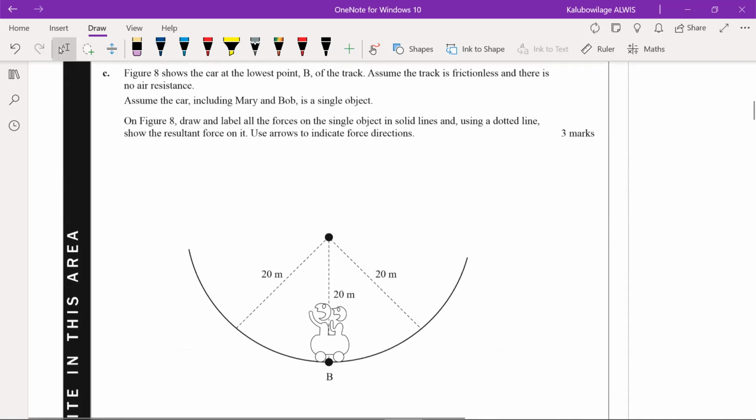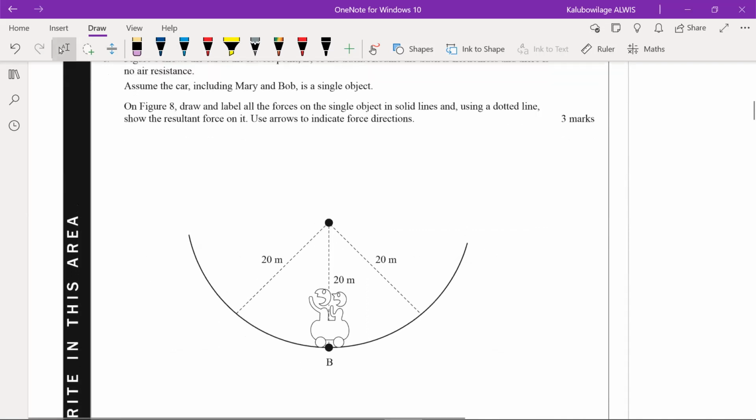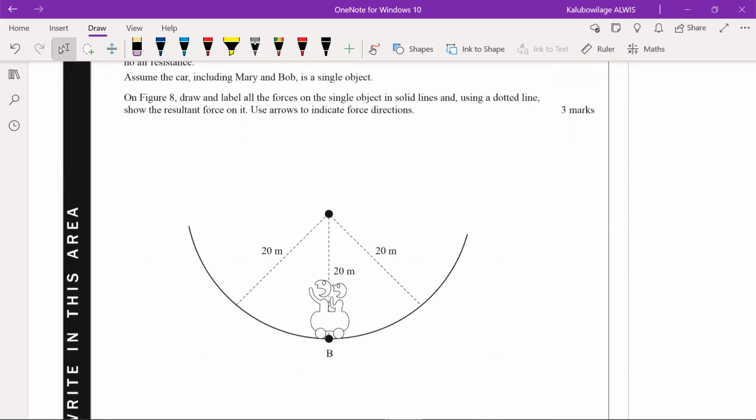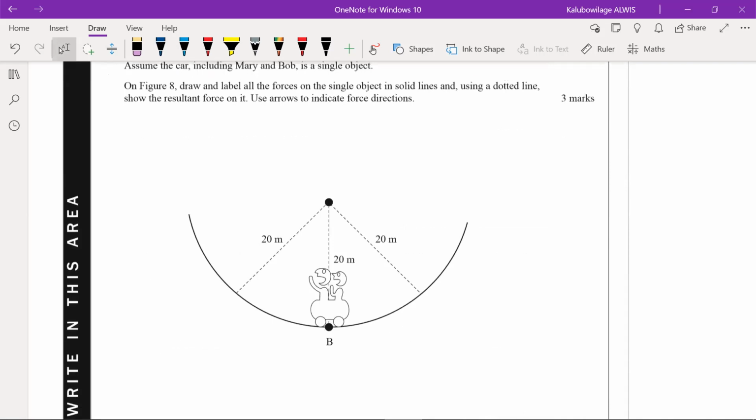Assuming the track is frictionless, we draw all the forces. So we always have the gravitational force, mg or Fg. We have the normal force, which is equal to the gravitational force, and we have the centripetal force. This is the net force.